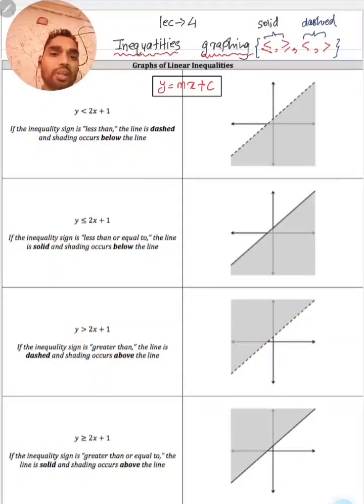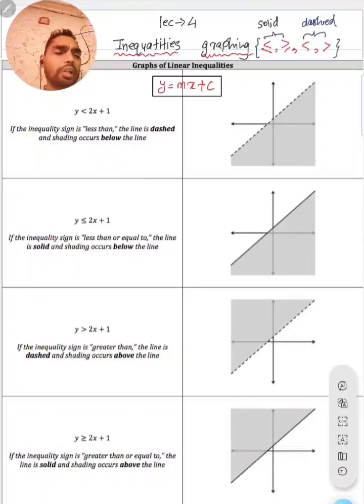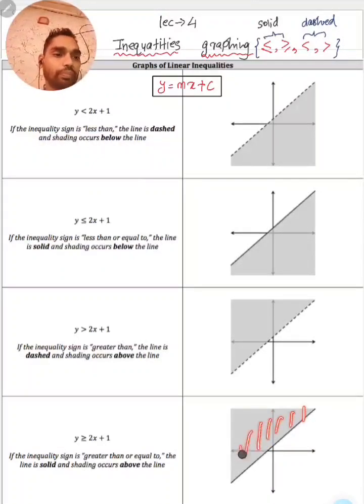Okay. Same for greater than or equal to, exactly the same. Only what is going to change is that you use a solid line, make a solid line, and then on the y-intercept, this is the y-intercept, and since greater than is there, we will take all the values which are greater than y, okay.